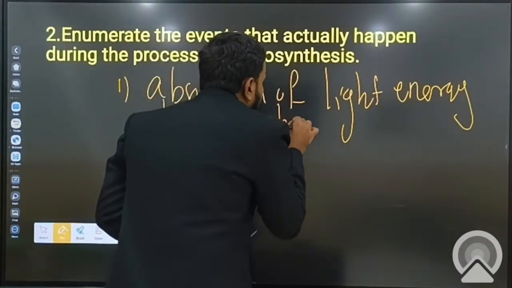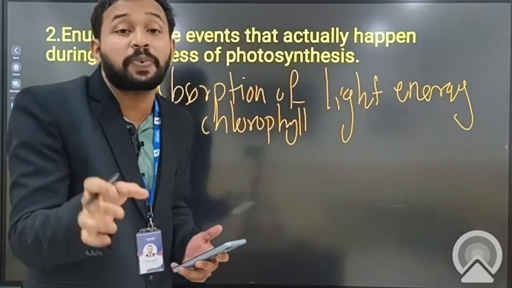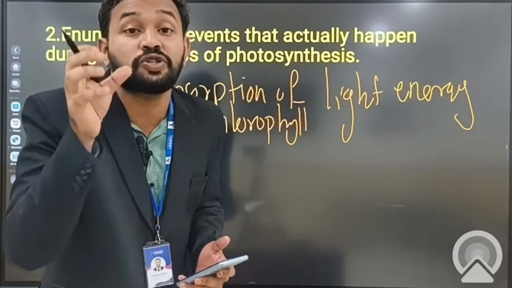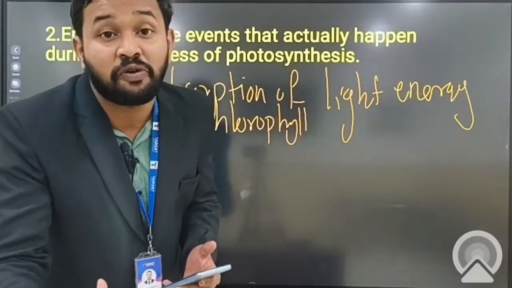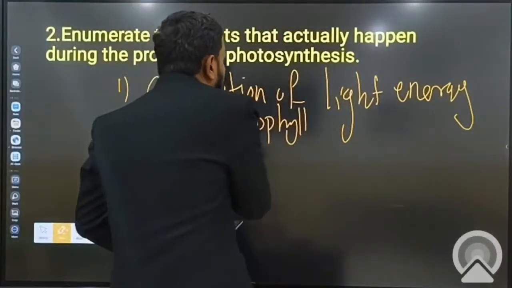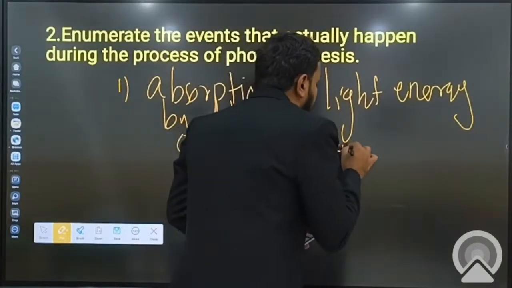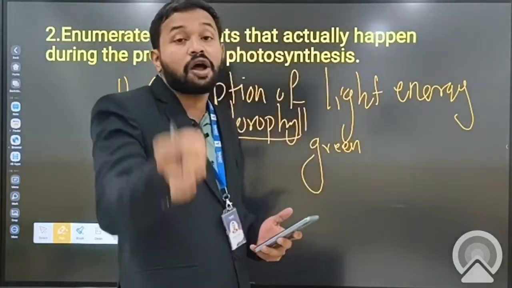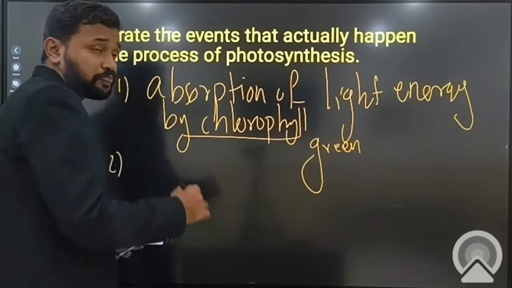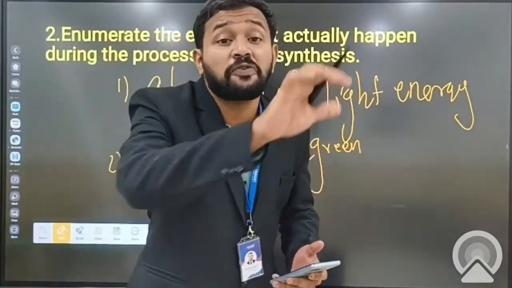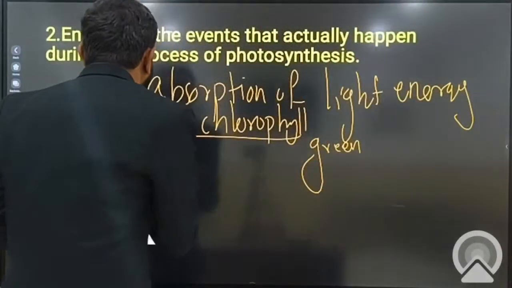Where can we see the chlorophyll? Chlorophylls are present inside the leaf. In the mesophyll cell, there is a chloroplast. Inside the chloroplast, we can see the chlorophyll. Chlorophyll is a green pigment that is very important for photosynthesis. And the second one is conversion of light energy into chemical energy.